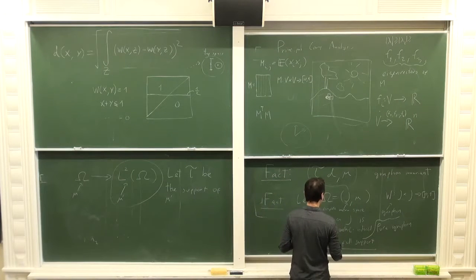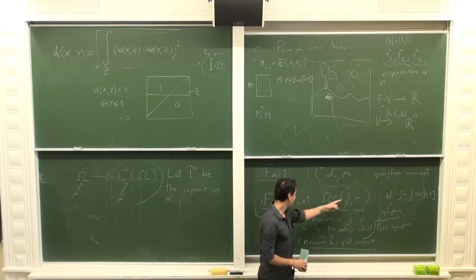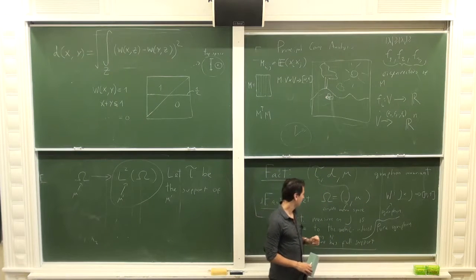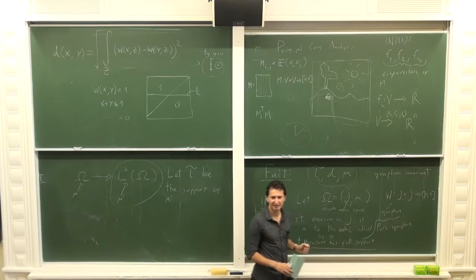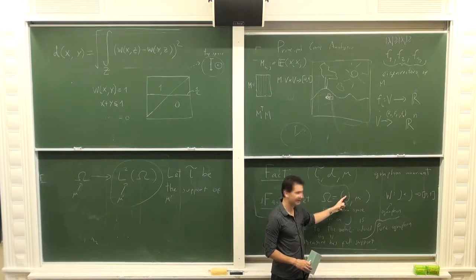So the graphon is defined on a complete metric space. The metric is actually the same as the metric induced by the graphon. And the measure mu has to have full support on this metric space. The measure mu on J.